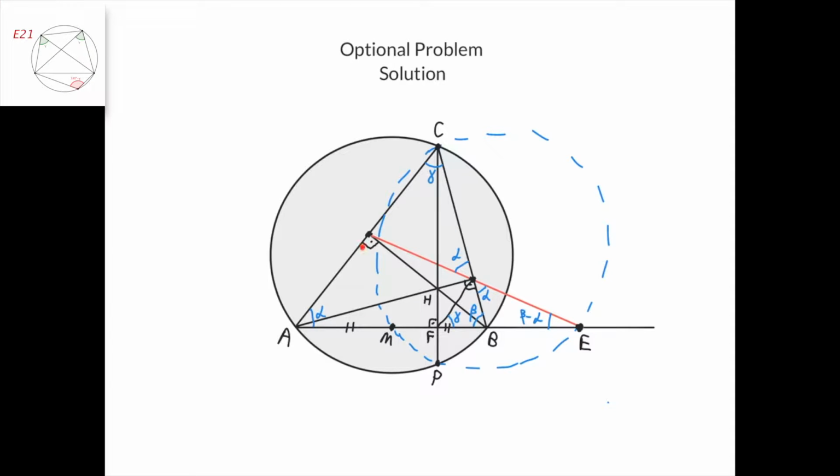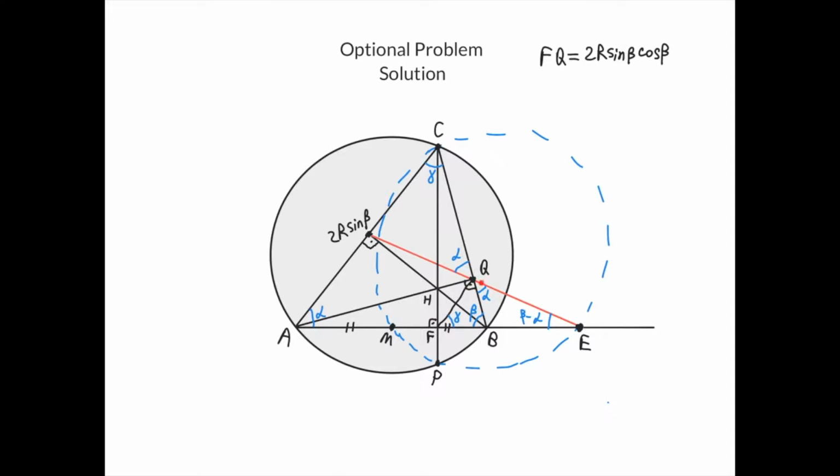And we know that since this angle is 90 degrees and this angle is 90 degrees, then this quadrilateral is cyclic. Therefore, if this angle is alpha, then this angle here is 180 minus alpha, and so this angle equals alpha. Now we have that this angle is beta, and this angle here must be 180 minus beta, and so this angle is beta minus alpha. Similarly, since this angle is 90 degrees and this angle is 90 degrees, then this quadrilateral here is cyclic. And therefore, since this angle is gamma, then this angle is 180 minus gamma, and so this angle is gamma. Let's denote this point here by Q.